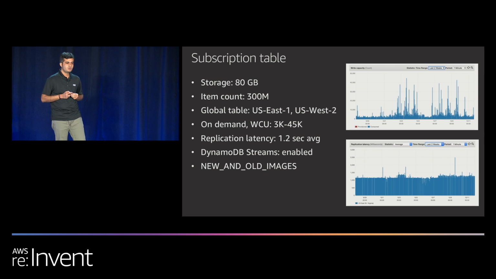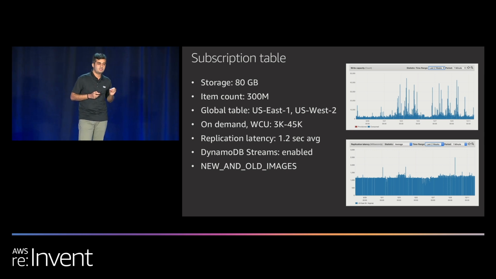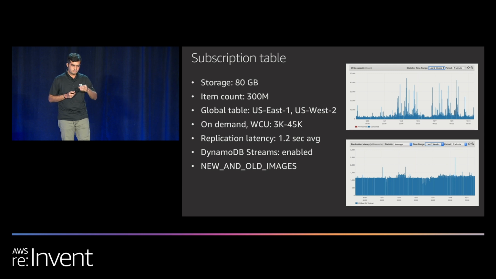From the top right graph, you can see how bursty the traffic is for this table. Even with this sudden burstiness, DynamoDB on-demand scales really well for us. Here the write capacity units for this table range from 3,000 to 45,000. Even with this bursty spikiness, the DynamoDB replication latency is still staying around 1.2 seconds on average. That is really impressive for us.